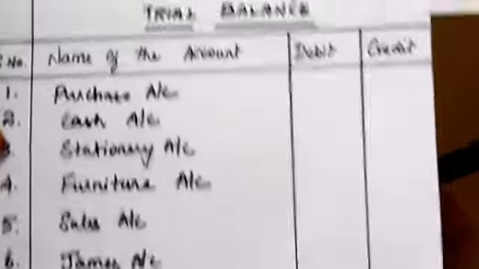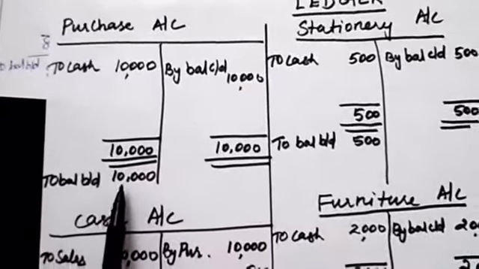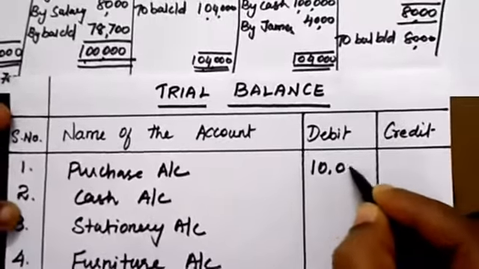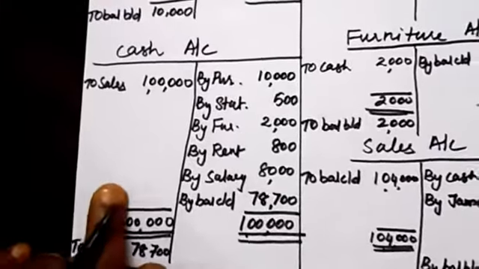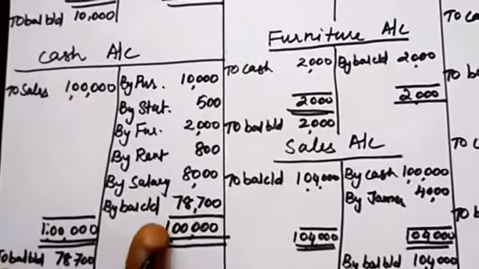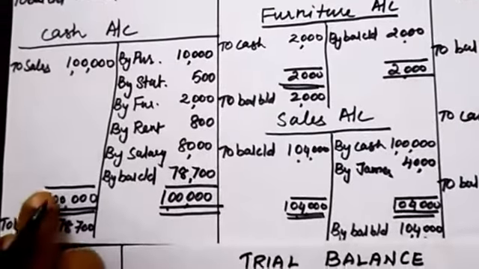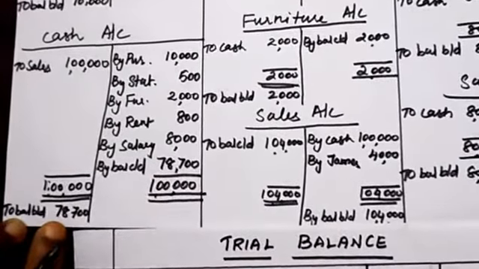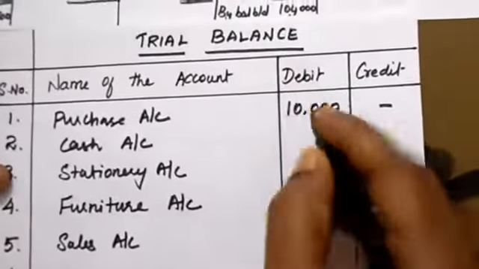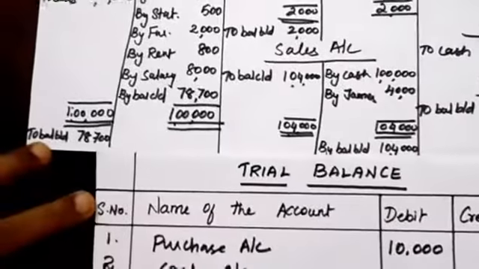Okay. Now just see, in purchase account, you have got a debit balance. So purchase is always a debit balance. Enter that amount under the debit column, 10,000 rupees. Then cash. In the cash account, this is the receipt side, this is the payment side. So in cash you will always have a debit balance, because you make payments out of receipts. So receipts will always be higher than payments. So here you have got a debit balance. Enter that amount under the debit column, 78,700.